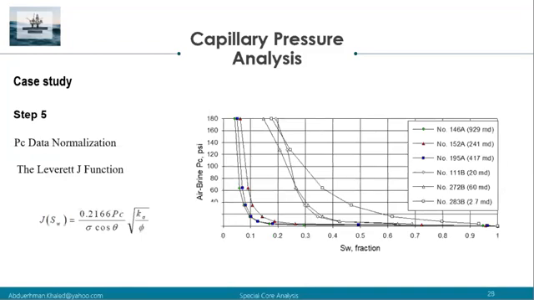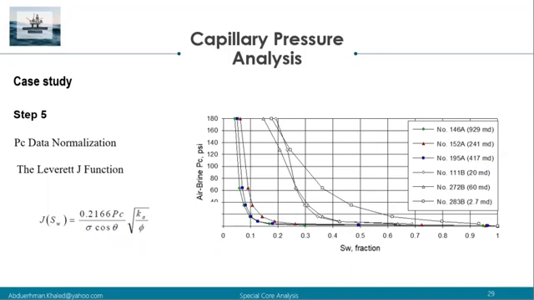And in step number 5, when Pc data are scaled to the same fluid system, differences between curves are usually related to differences in the porosity and rock type. I mean, differences in porosity and permeability. Okay, so there are different techniques used for Pc normalization, and the most widely used is the J-Leverett function. The J-Leverett function normalizes the Pc data with respect to the rock quality, porosity and permeability.